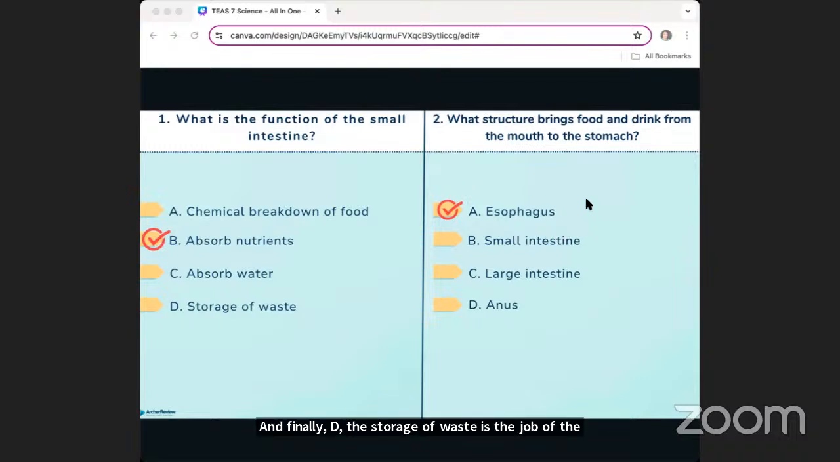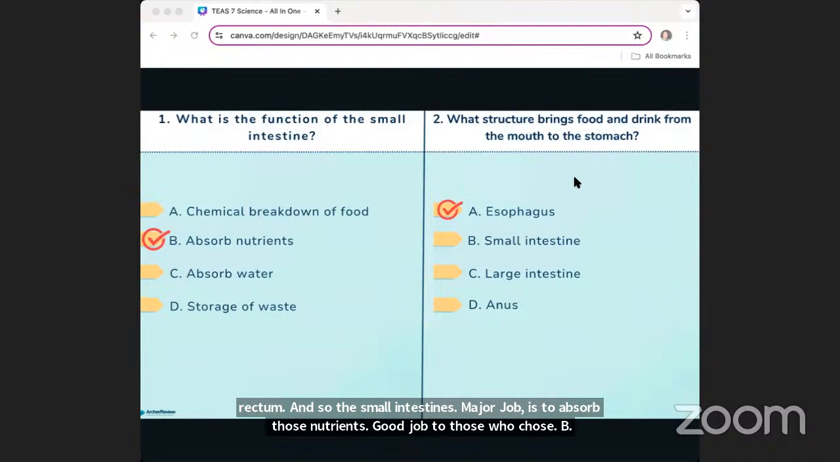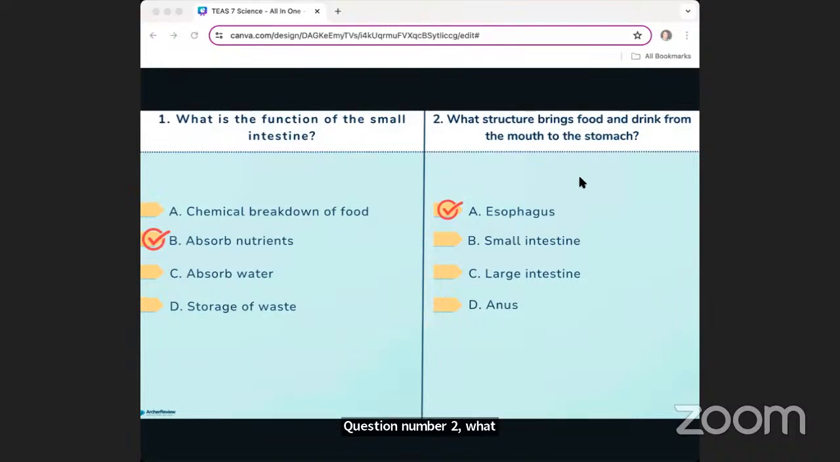Question number 2: what structure brings food and drink from the mouth to the stomach? What structure connects the mouth to the stomach? The correct answer is A, the esophagus. Remember, B, the small intestine, is to absorb nutrients. C, the large intestine, is to absorb some leftover nutrients, but mostly water. And the job of D, the anus, is to release waste out of the body.